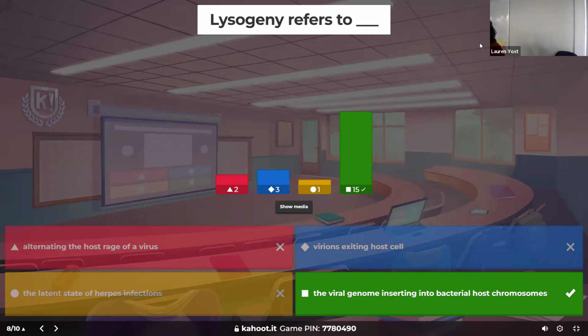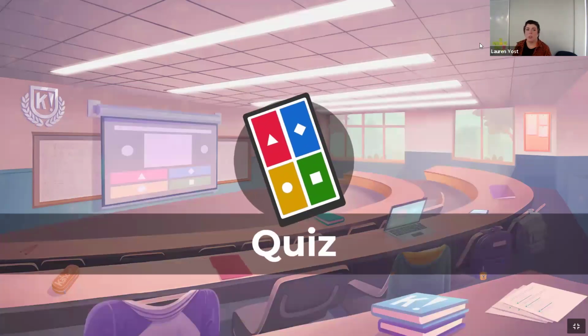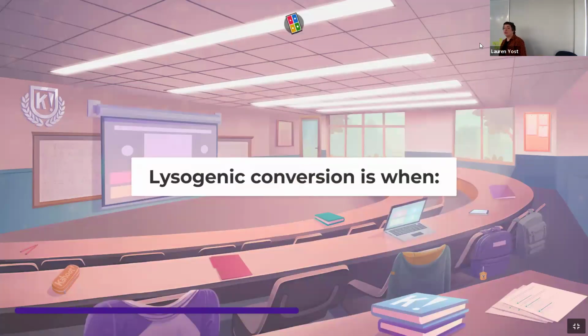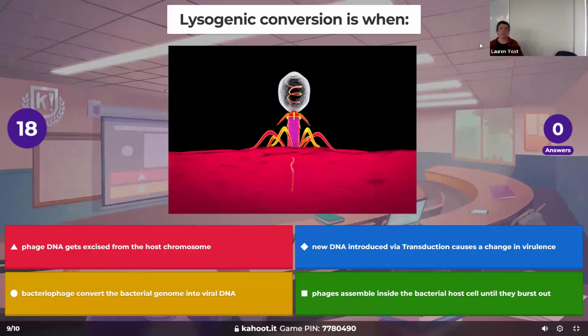Anyways, so lysogeny is that phase referring to when we have incorporated that virus into the bacterial genome. I remember that because it has gene in it, right? All right, lysogenic conversion. So specifically something that can happen as a result of lysogeny. You don't always have this from lysogeny, but it can happen.